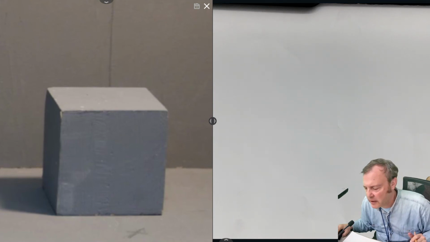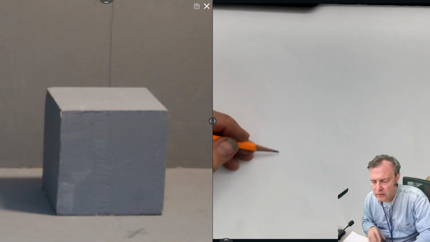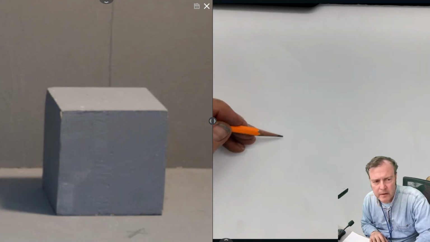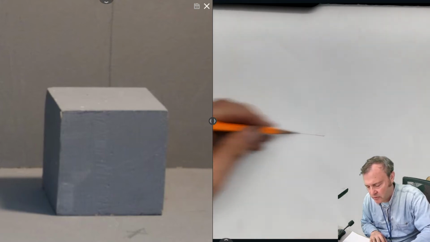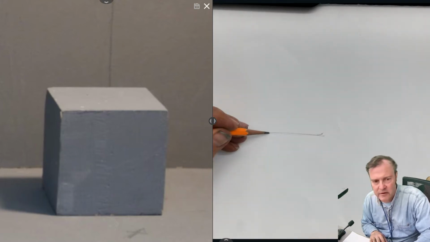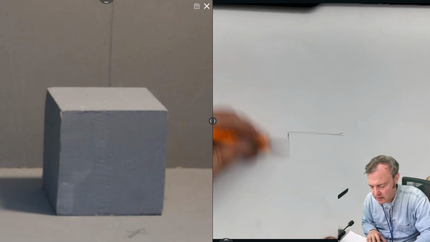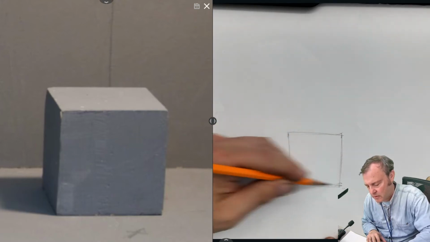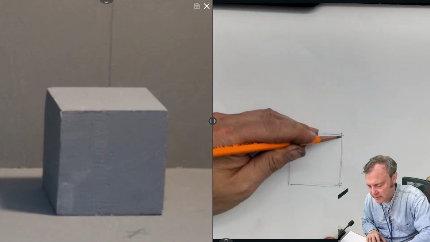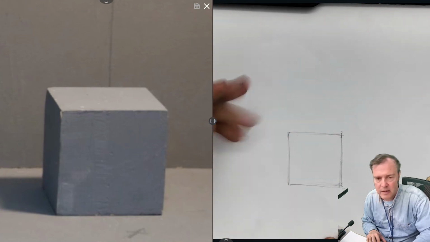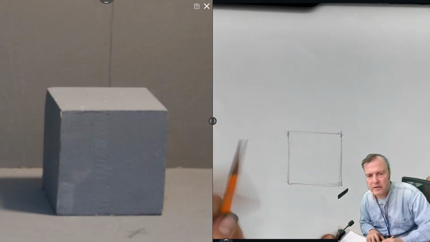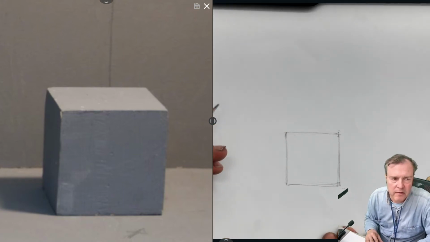So we're going to talk about how to draw cubes in 1 and 2 point perspective. This is 1 point perspective, which means that the face of the cube is a square. There's no distortion there. It's facing us directly, and you can measure your height and width, make sure they're the same. Very simple.